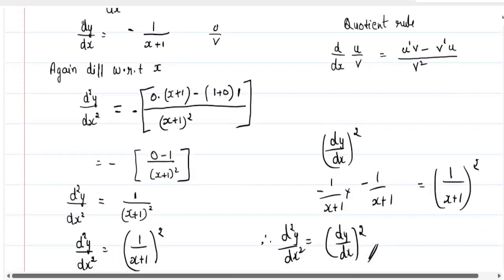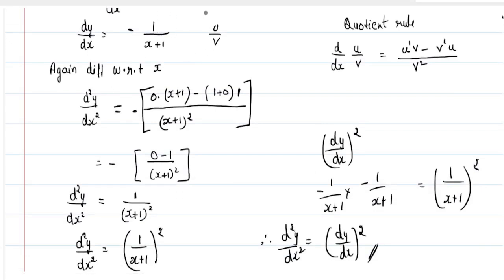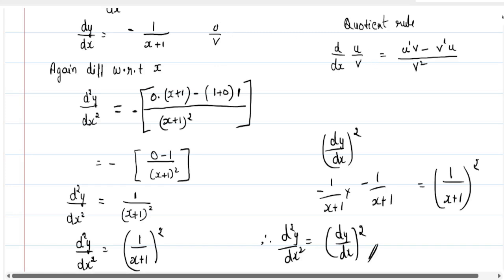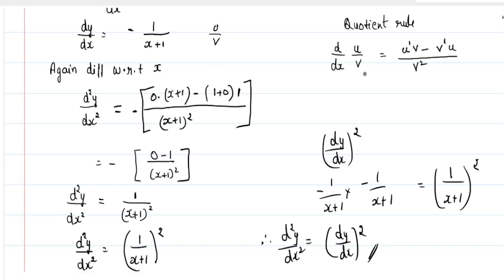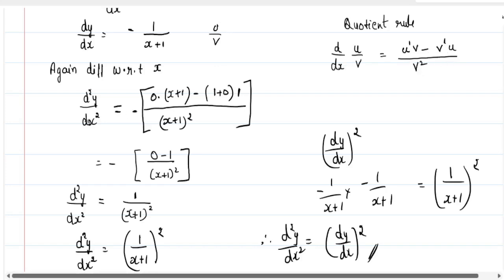Now again I'll differentiate this equation with respect to x. So this function is of the form u by v, so we need to apply the quotient rule to differentiate this function. So what is the quotient rule? d by dx of u by v equals u dash into v minus v dash into u, divided by v square.